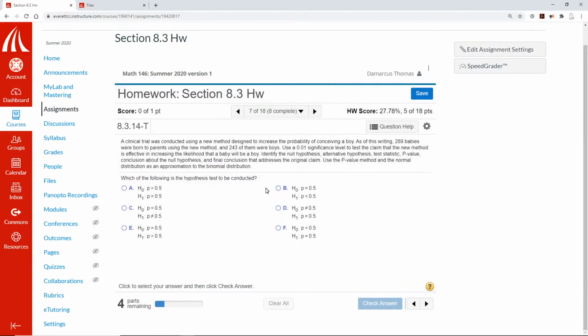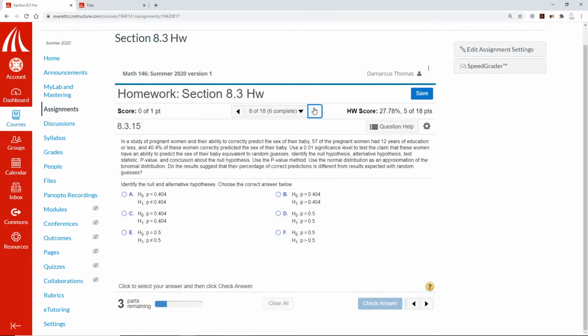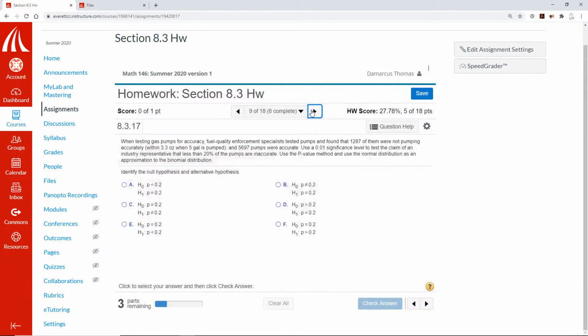Let's leave that question. That one wasn't too tough. Same deal. This time they're talking about conceiving a boy. I demonstrated this particular problem.